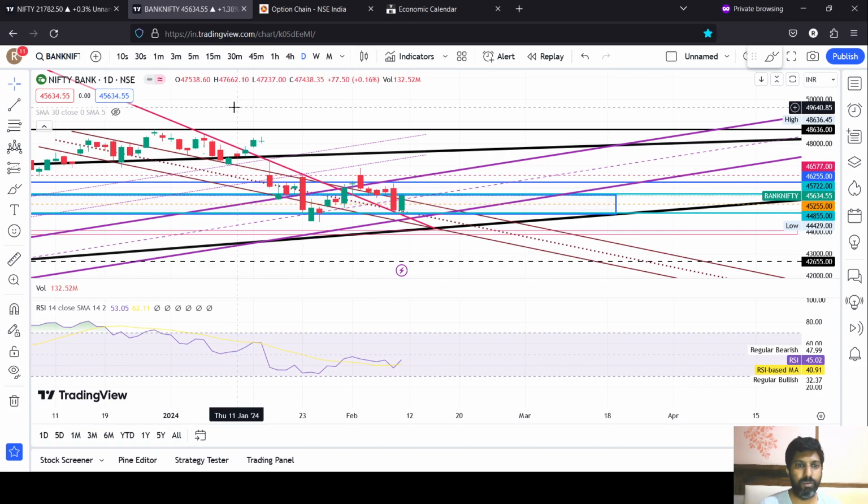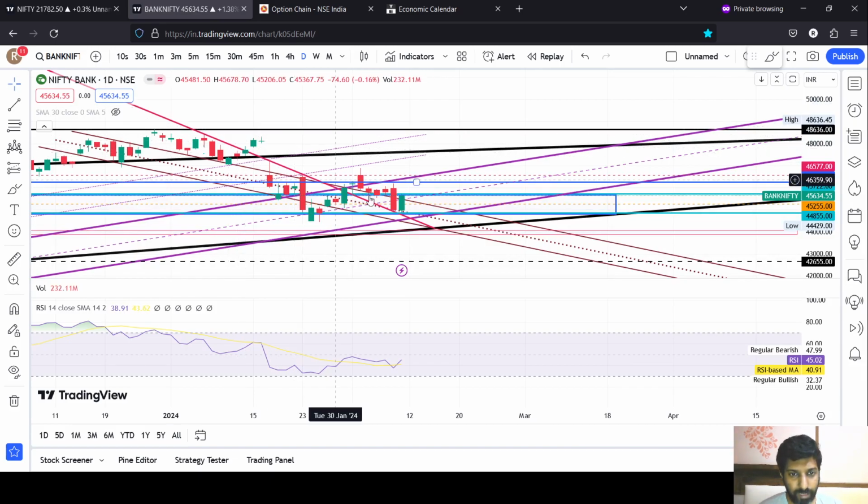On Bank Nifty, as you can see on the daily time frame, this represents a bullish piercing candle, which is more than half of the body of the bearish candle. And as you can see, the close is near the day's high. So this is a bullish piercing pattern.